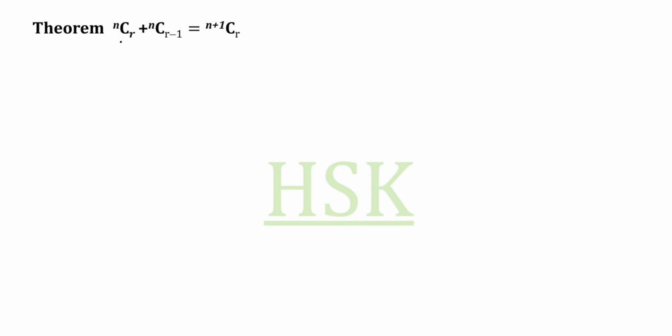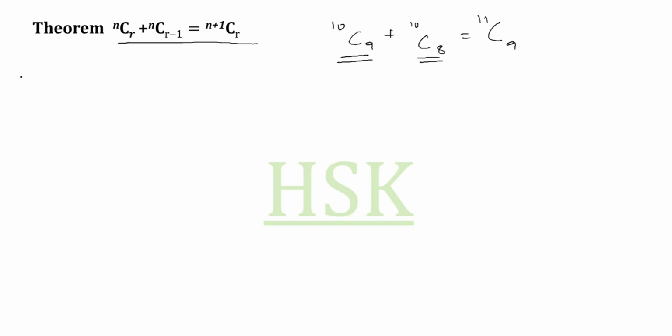Okay, now we are going to take this theorem: nCr plus nC(r minus 1) is equal to (n plus 1)Cr. This result is the theorem of combination, and it is used like this: if we have 10C9 and 10C8 given to us, then this can be straight away written as 11C9. So instead of calculating each value, this will be equal to 11C9 directly.